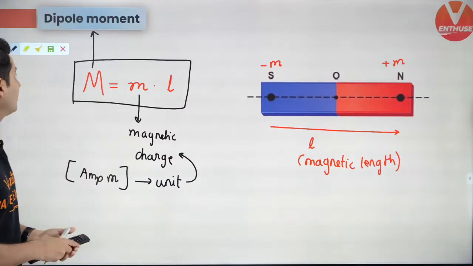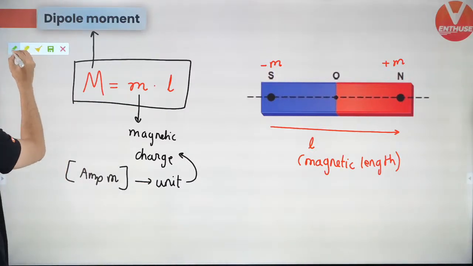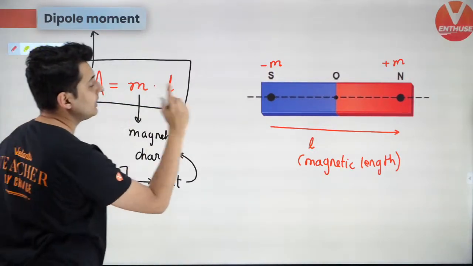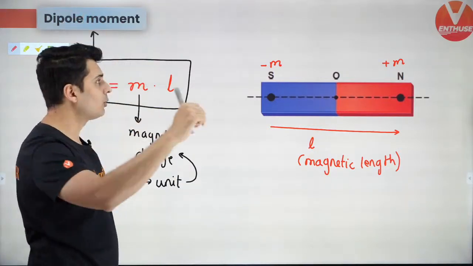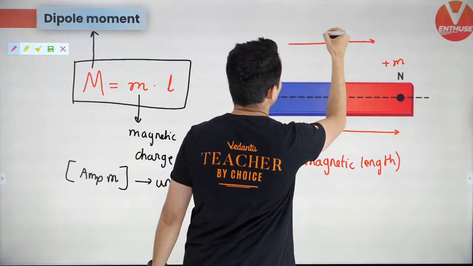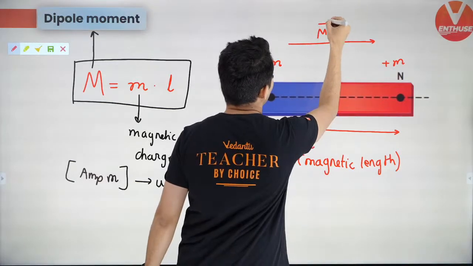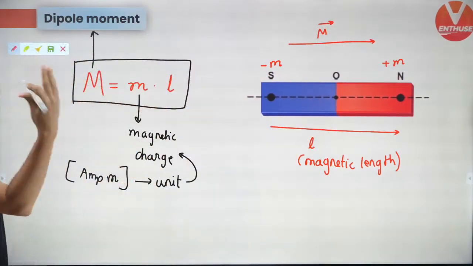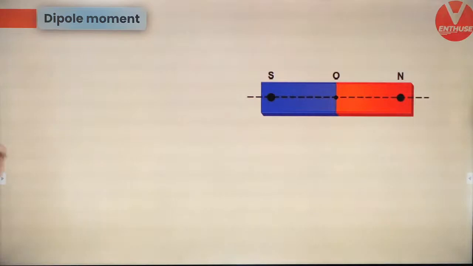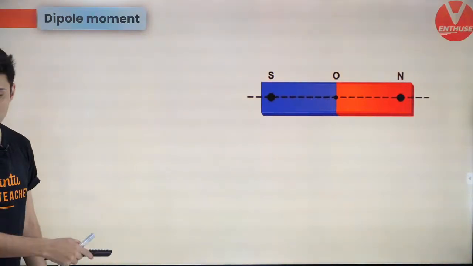Now, if everything is clear till this point, understand what's the direction of this? What's the direction? This is also a vector quantity. The direction is just like electric dipole moment. It will be from negative to positive. So that's the direction of M vector. From minus to plus, remember it. Very, very important. Okay, excellent.